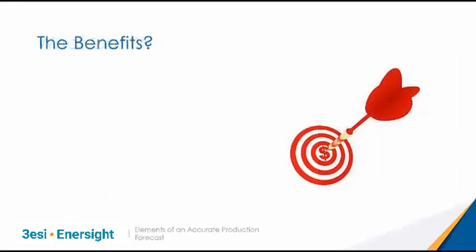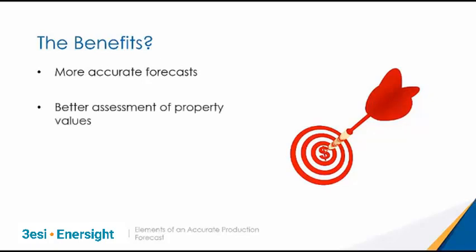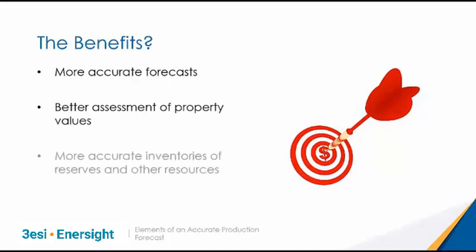If we adopt these elements, what kind of benefits will we get? Well, first and very importantly, we'll get more accurate forecasts. We'll be better able to assess property values. And we'll have more accurate inventories of our reserves and other resources. And that's really our goal, to try to do this as accurately as possible, to put the most accurate possible value on those resources.